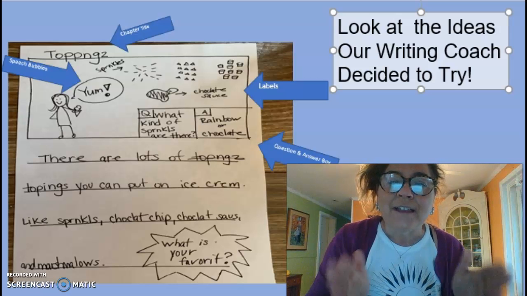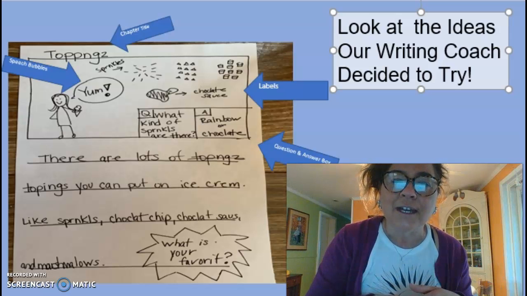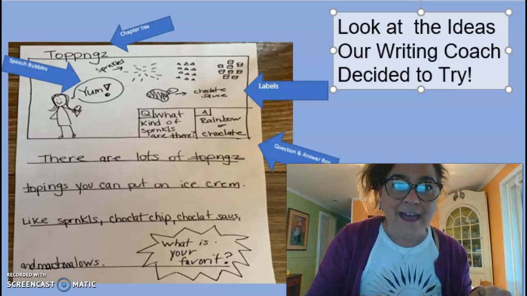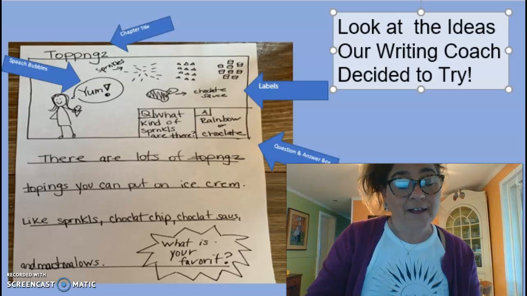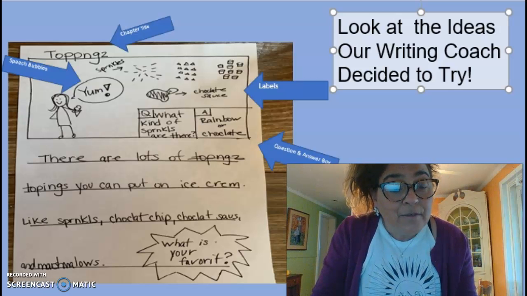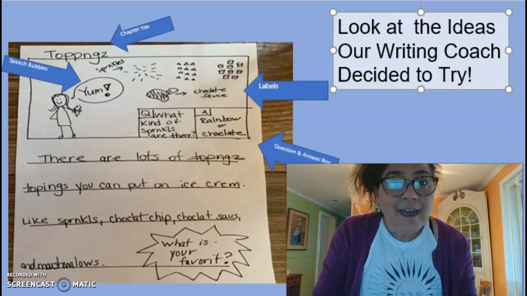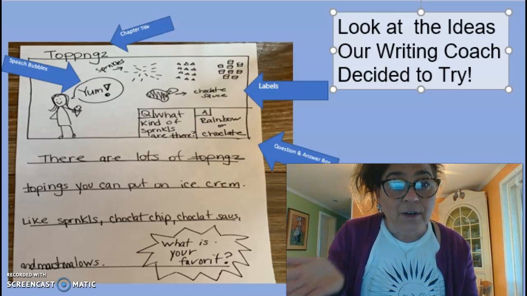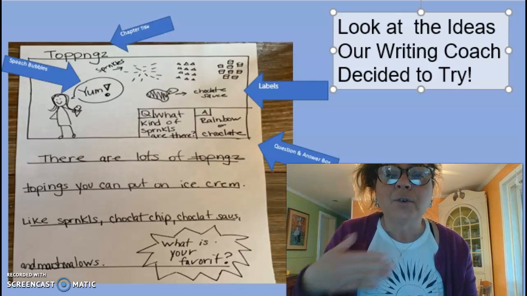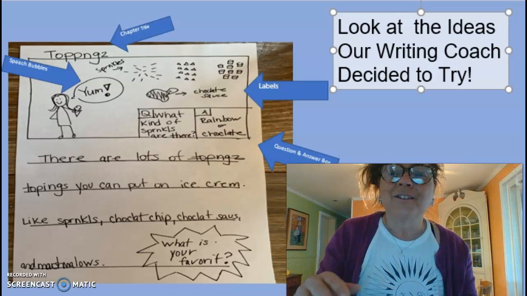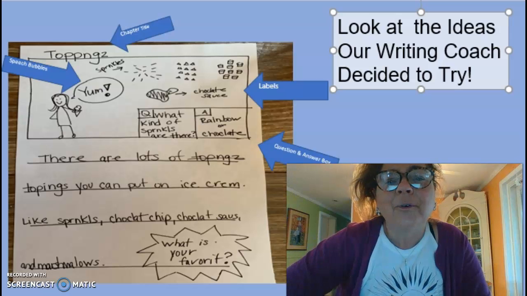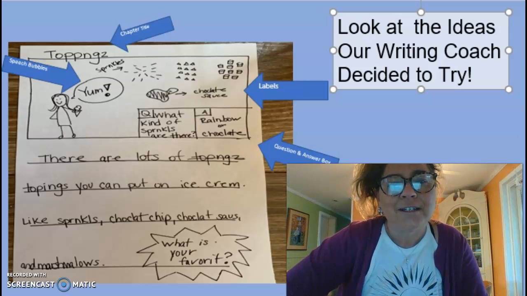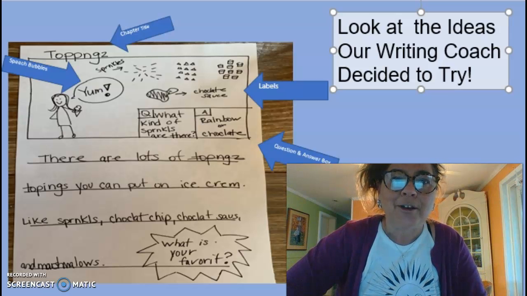And then she tried that question answer box. Do you see it? There's a Q and then an A. The question is, what kind of sprinkles are there? That's a question your reader might have if you're reading about toppings. And then she answered the question to give the reader more information. Rainbow or chocolate? Very cool. I like that she used the question answer idea. I might try that with my book about yoga.